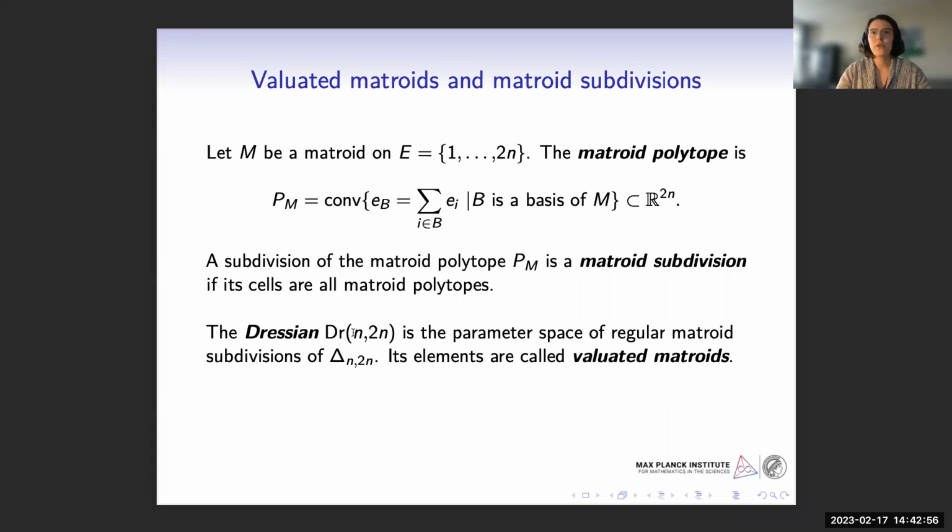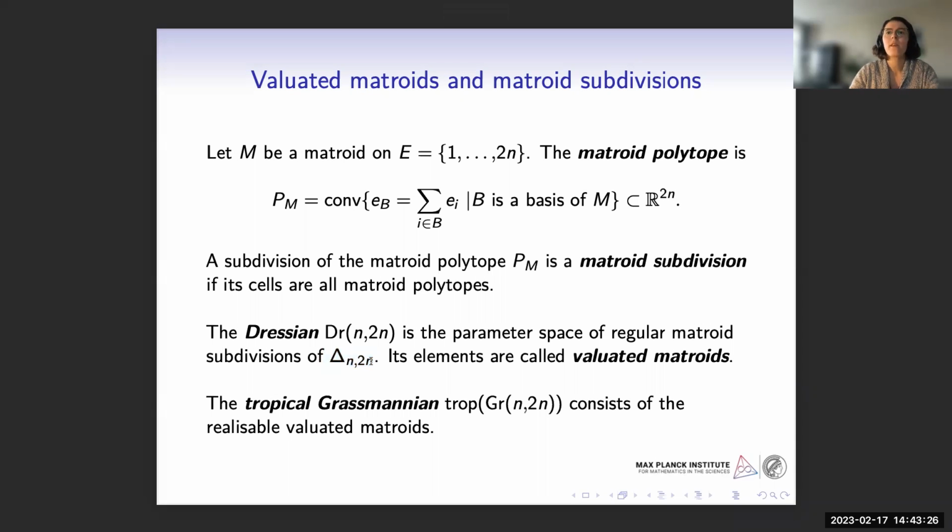Okay, so the Dressian Dr(n,2n) is the parameter space of the regular matroid subdivisions of the hypersimplex Δ(n,2n), which is just the matroid polytope of the uniform matroid. And the elements in the Dressian are called valuated matroids. And those you know from Victoria's talk, they appear constantly there. Okay, so again, we look at valuated matroids. And then there is one more space that is important with respect to valuated matroids, and that's the tropical Grassmannian. The tropical Grassmannian is the set of the realizable valuated matroids. So it comes directly from the Grassmannian Gr(n,2n) by tropicalization.